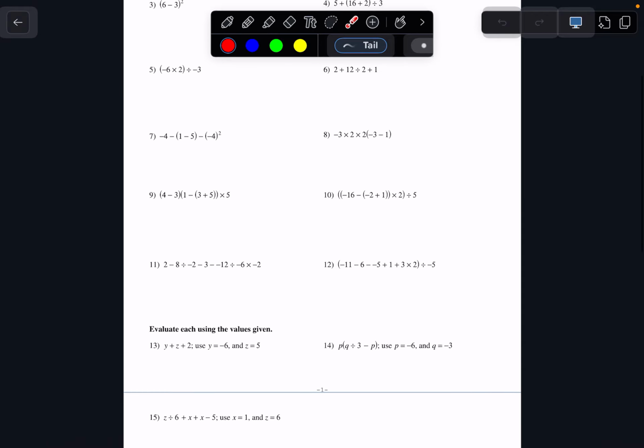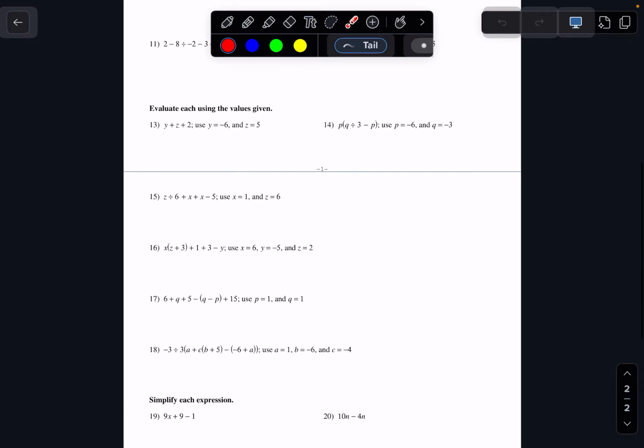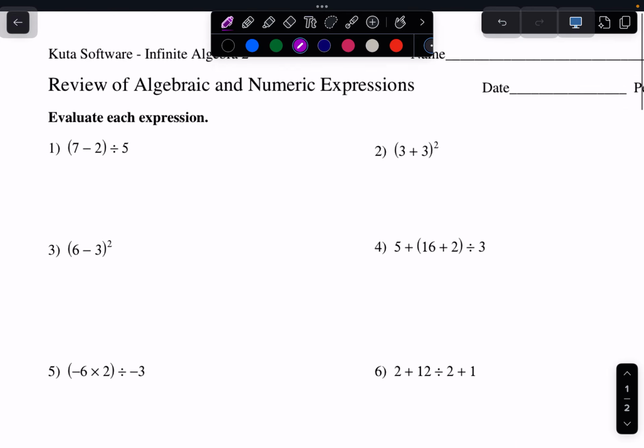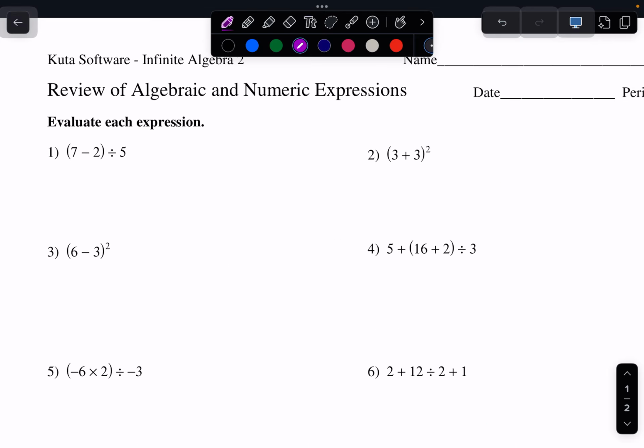We're just talking up to, so guys, for Algebra 2, we're talking up to number 12, okay? So it's just a matter of order of operations. You guys are overthinking order of operations, or you're just doing some things a little off, okay?